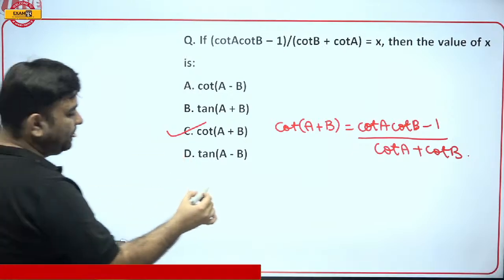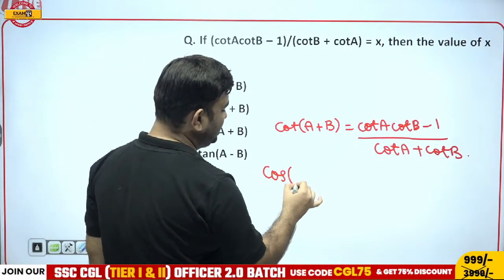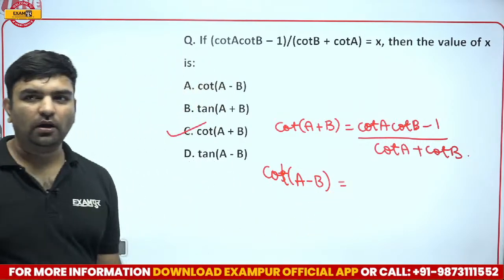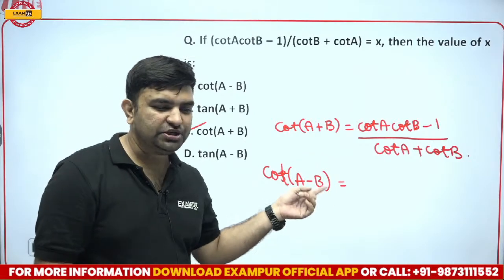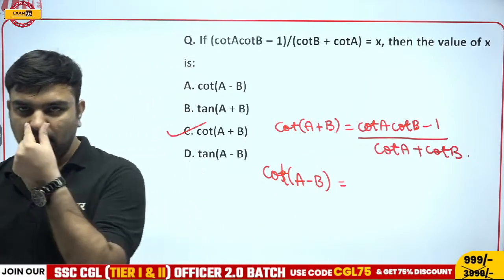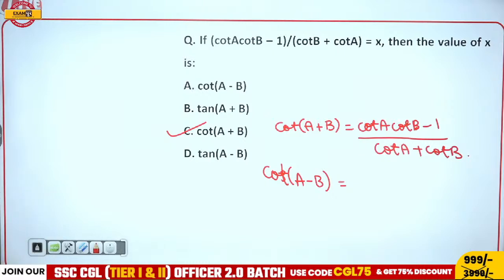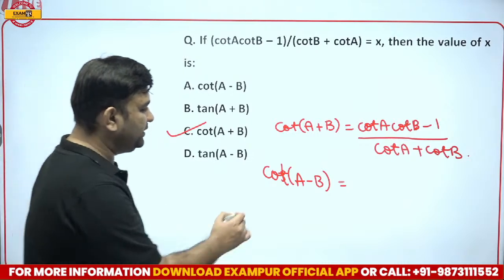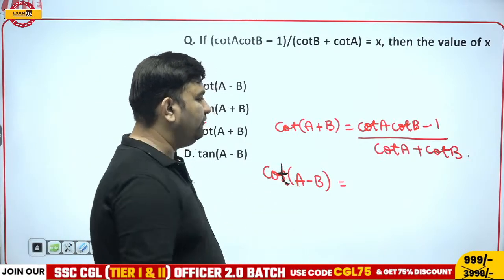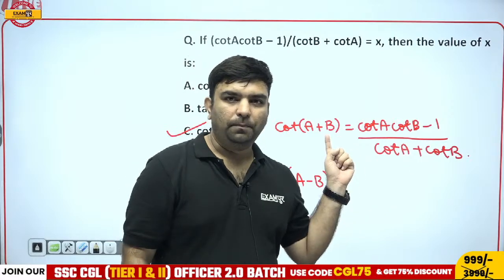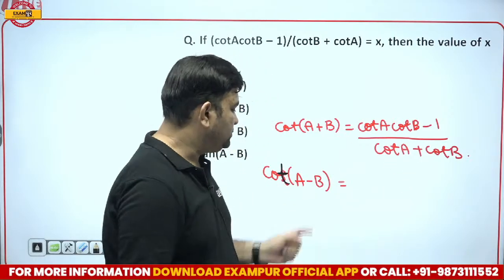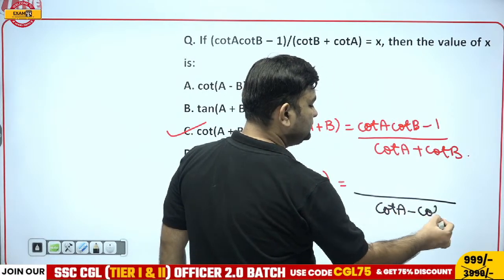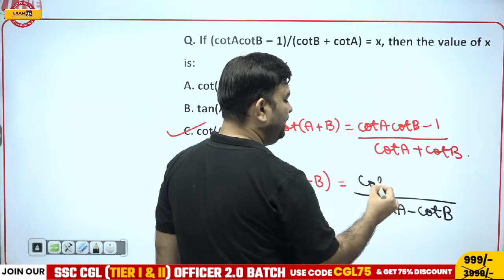By symmetry, by observation, form the formula of cot of A minus B. Obviously in cot, plus, then plus in the denominator. So minus, then minus in the denominator, and plus in the numerator.